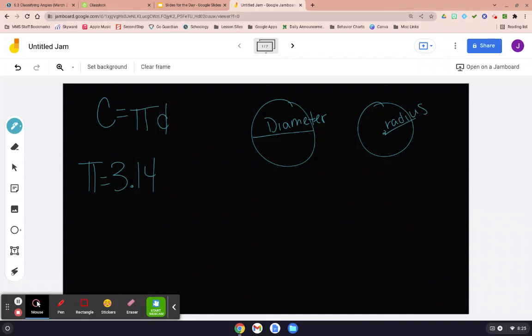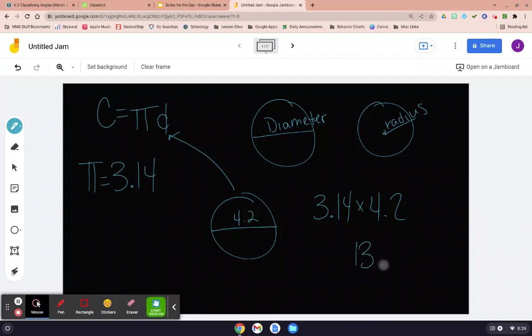All right, so if you were given a circle and you were told that the diameter is 4.2, so we would plug that in to our formula. So pi, 3.14, times the diameter, which is 4.2, we would multiply those together. 4.2 times 3.14 is equal to 13.188.